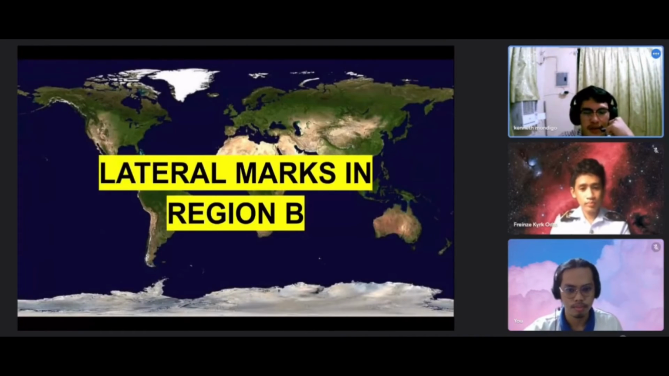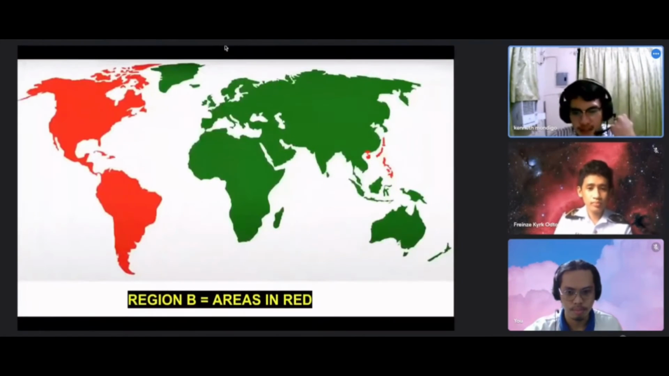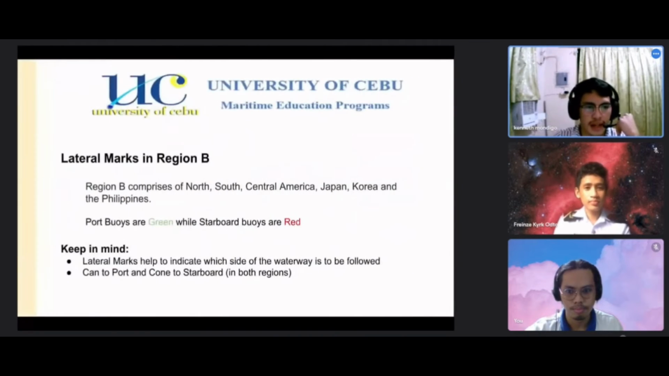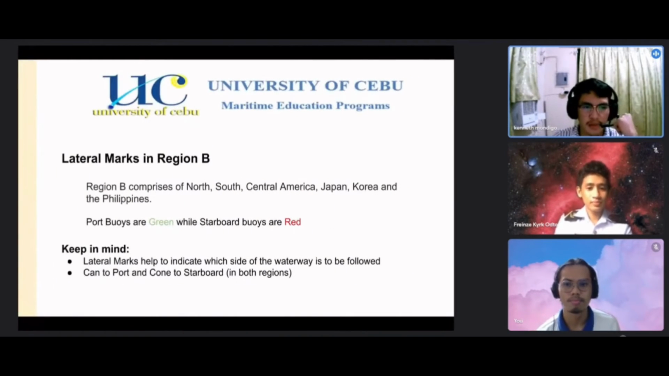Lateral marks in region B. So next slide, please. So region B are areas in red. So, lateral marks in Region B. Region B comprises of North, South, Central America, Japan, Korea, and the Philippines.